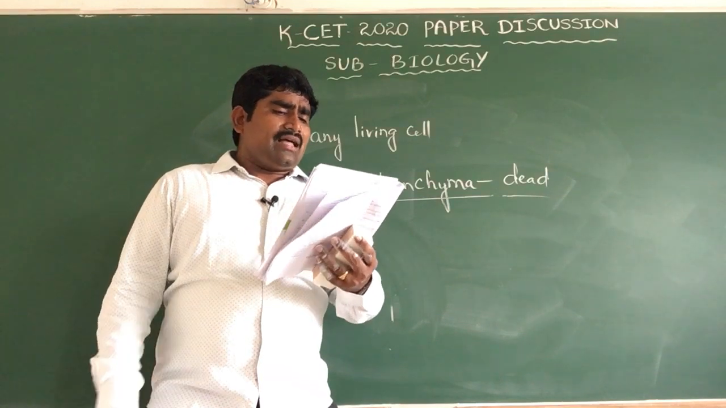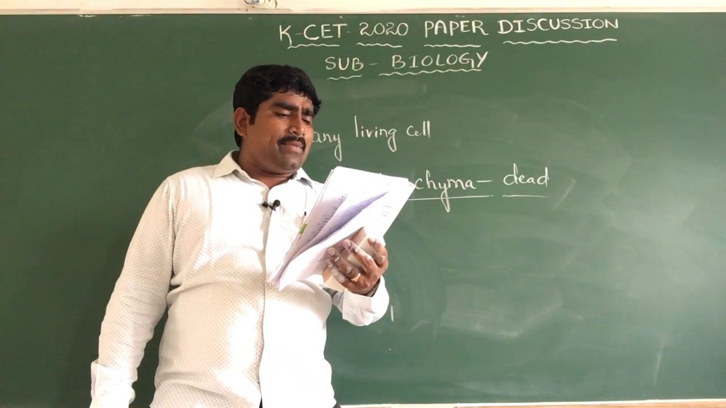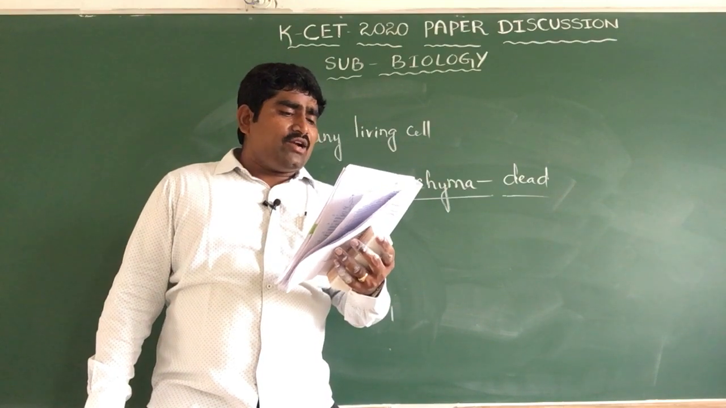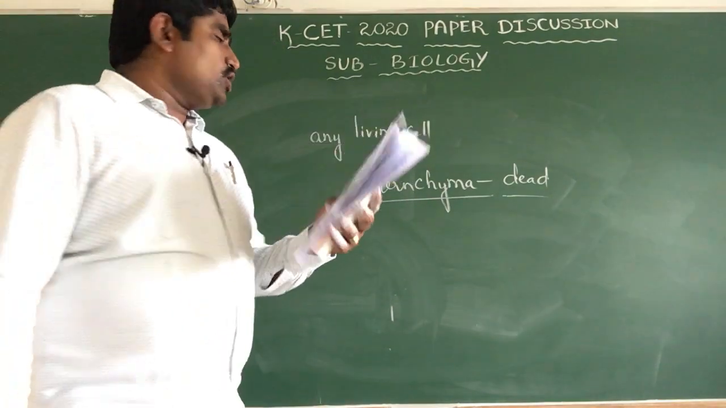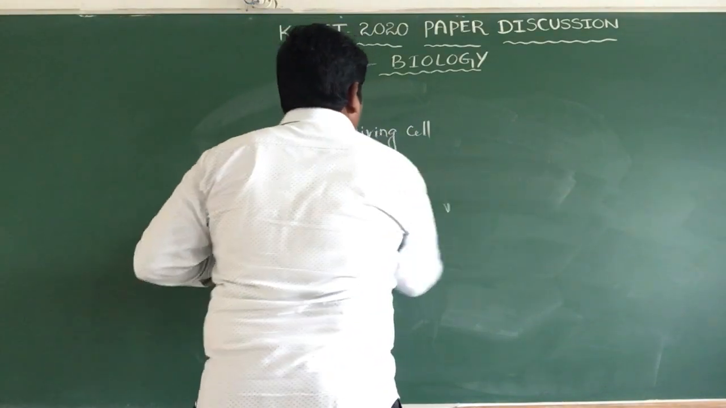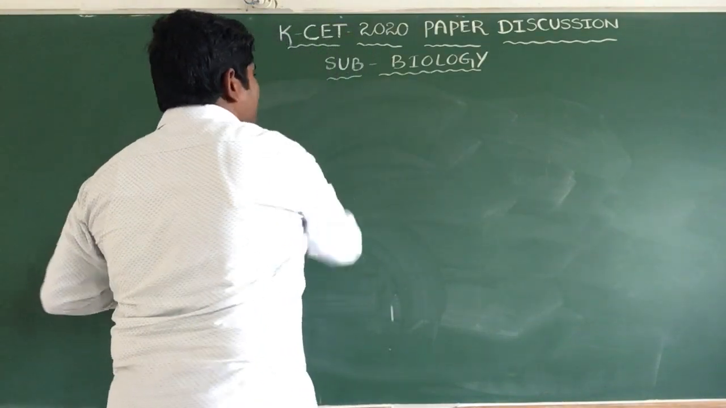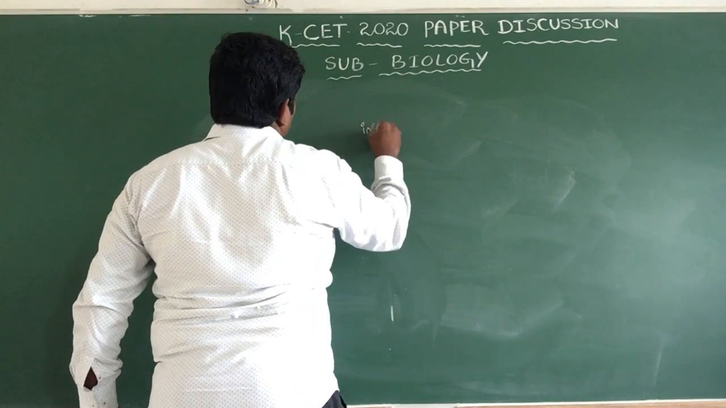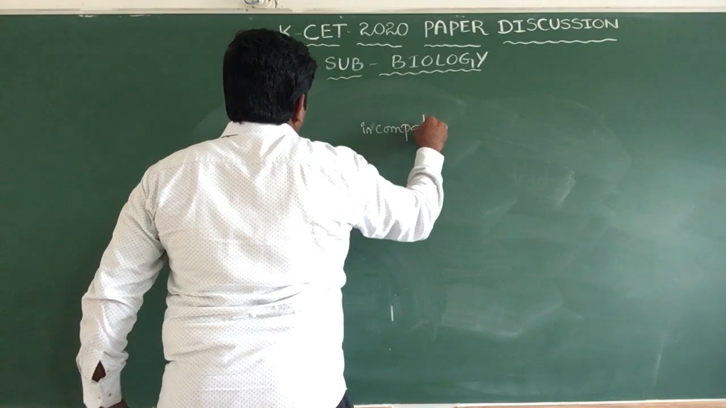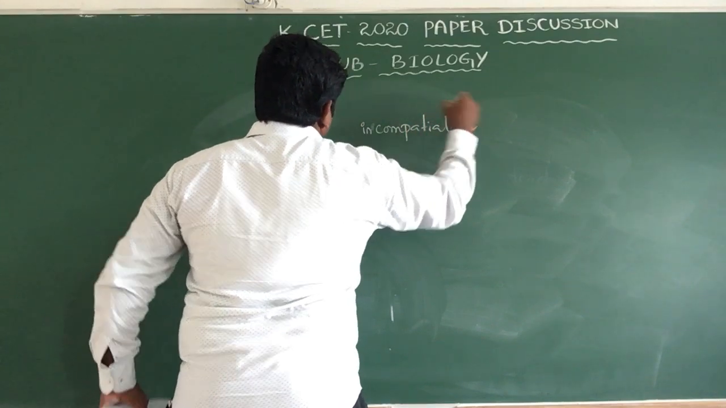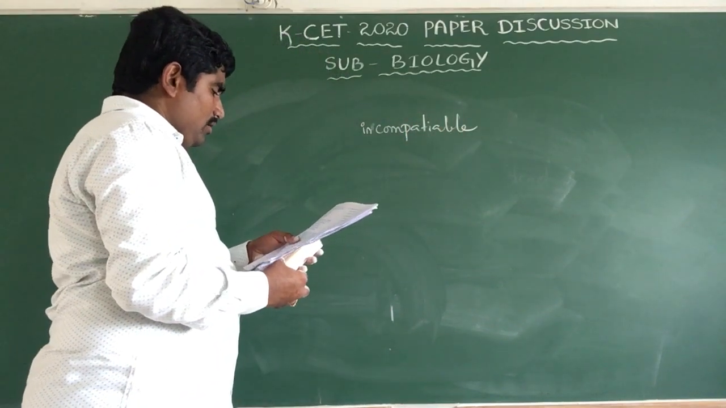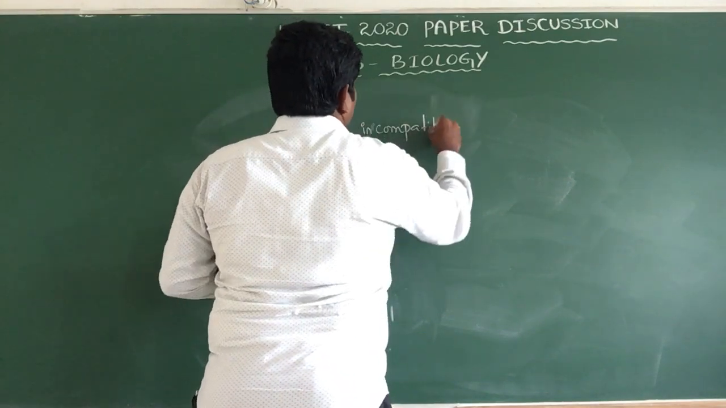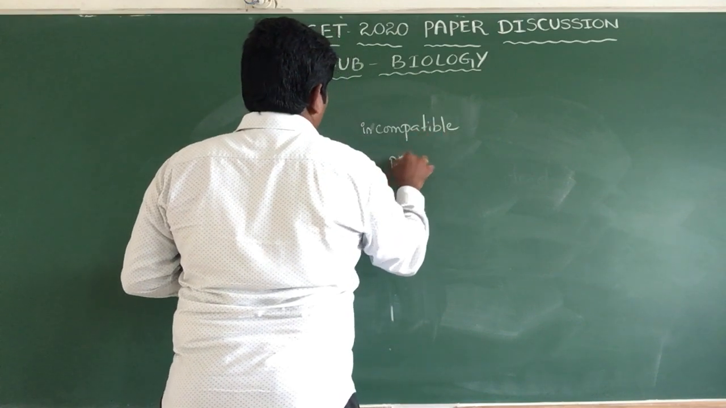The hybridization between naturally incompatible plants like potato and tomato can be achieved through somatic hybridization. Naturally incompatible means they do not belong to the same group; they are incompatible, like potato and tomato.